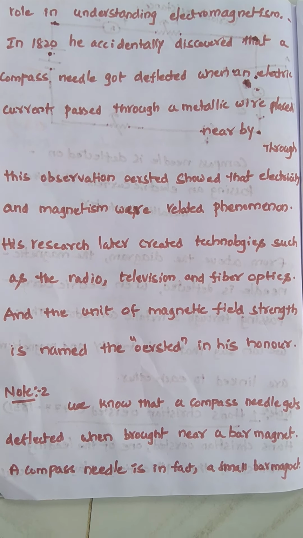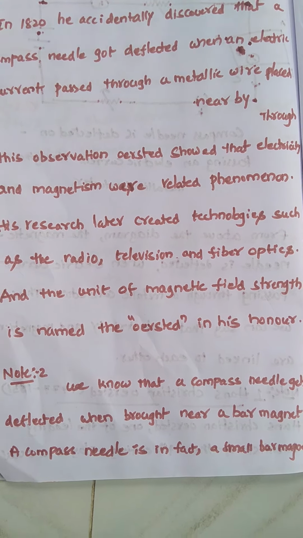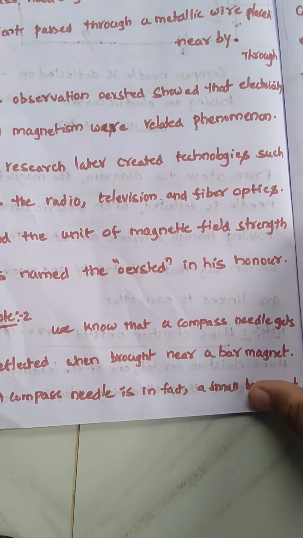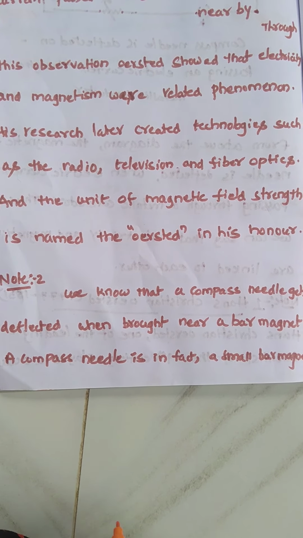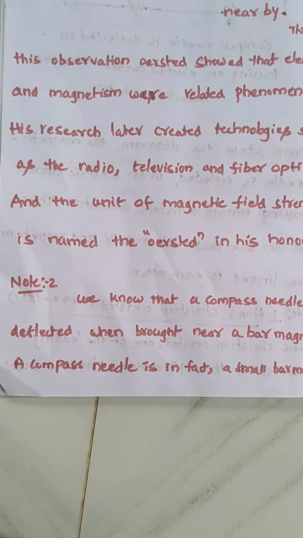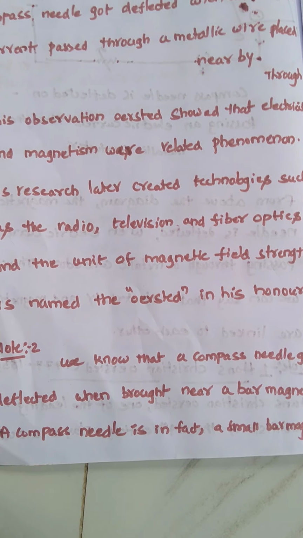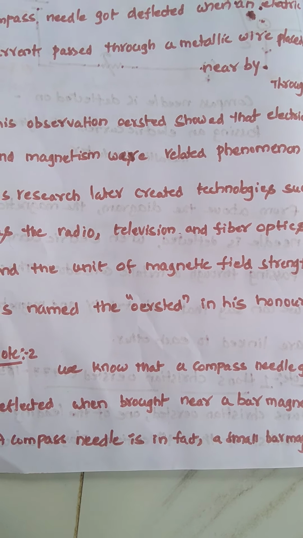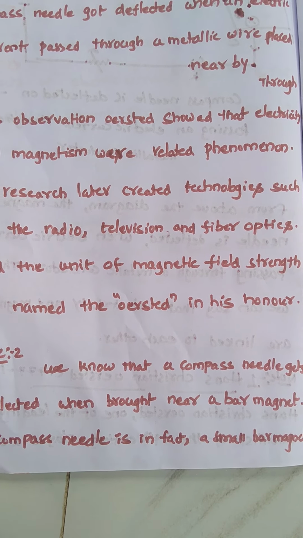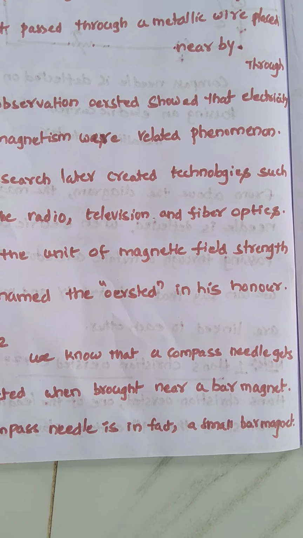And next one is note 2, a general note point. We know that a compass needle gets deflected when brought near a bar magnet. Before Oersted's experiment, the magnetic needle was deflected whenever you kept it near a bar magnet. That is a normal phenomenon.